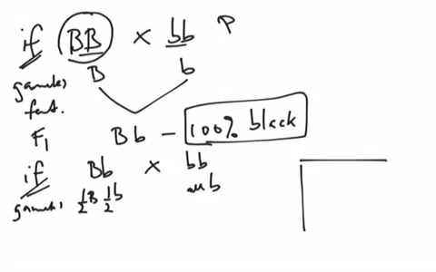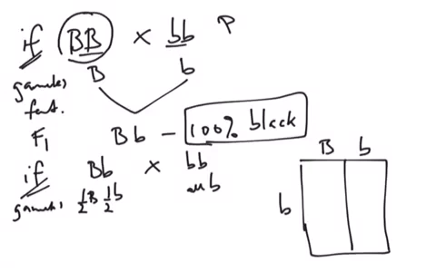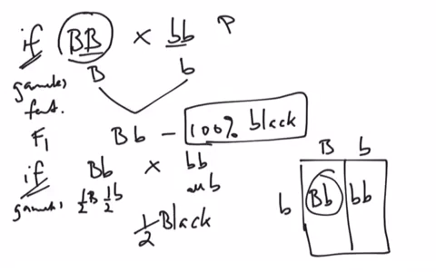So you'd have a 2 by 1 Punnett square. So these would be little b, this would be big B, little b. In this case you'd expect to see that half the offspring would be black, because they'd be big B little b, and half the offspring would be white, because they'd be little b little b.